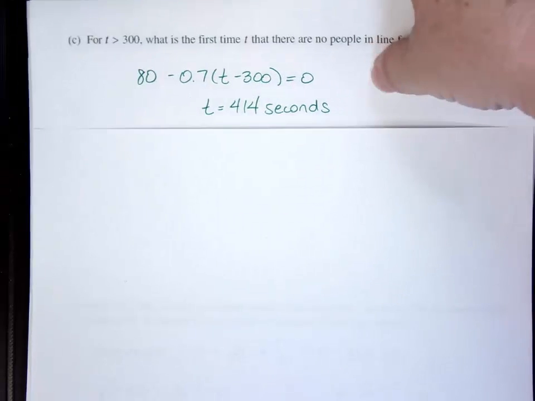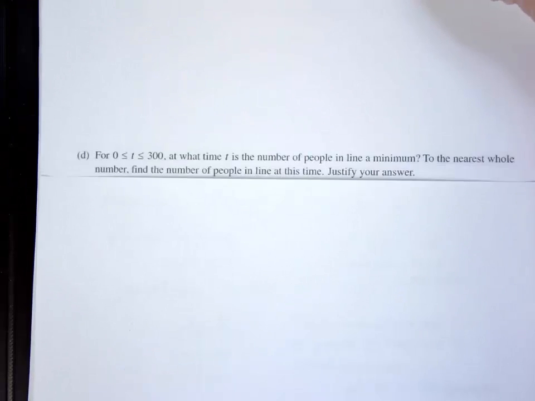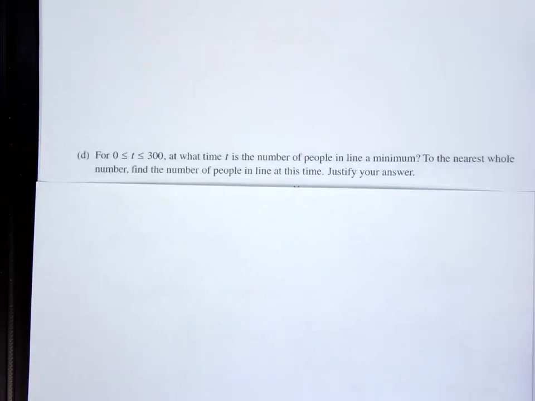And then finally, part D. For 0 to 300, at what time t is the number of people in line a minimum? Now notice a couple of things. First of all, it says a closed interval, and it's asking for a minimum, so you're going to do an absolute minimum in this case. To the nearest whole number, find the number of people in line at this time and justify, so you're going to have to do some work.